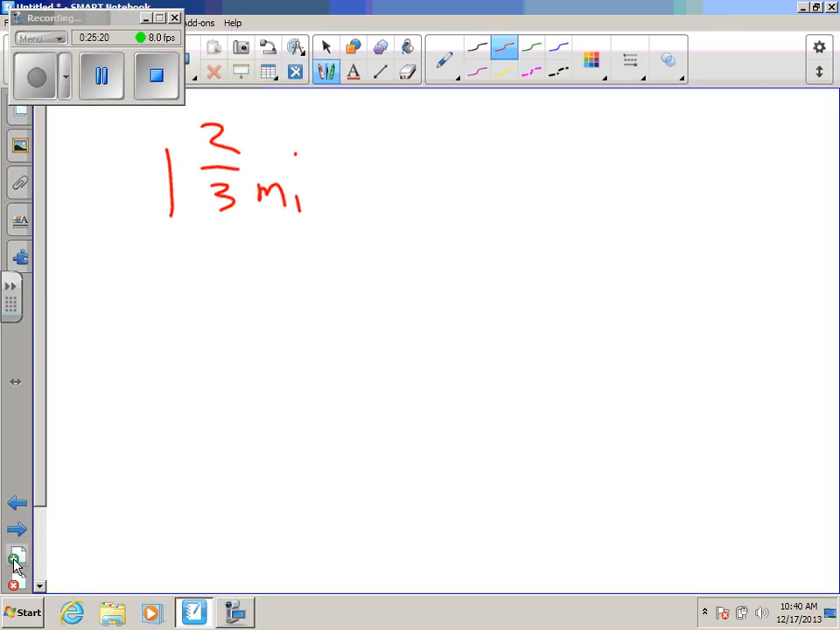One and 2/3 mile equals how many feet? So again, you visualize that one slide. You should have it already in your notes. Miles are already at the top. You're going to go down to feet. Do you know how many feet are in a mile? 5,280. So if I'm going down, I know how many feet are in a mile. I'm going to multiply 1 and 2/3 times what?